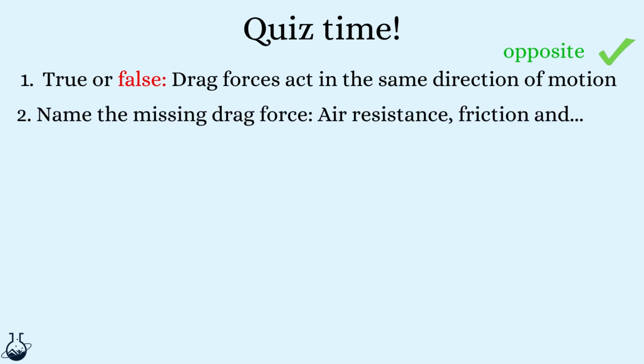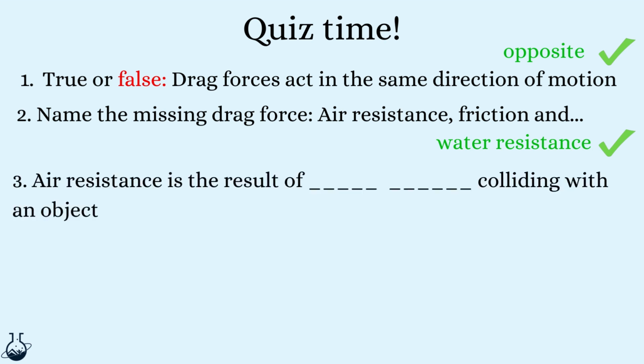Question 2. Name the missing drag force. Air resistance, friction, and water resistance. Question 3. Air resistance is the result of what colliding with an object? 2 words. Gas particles. Nice work.